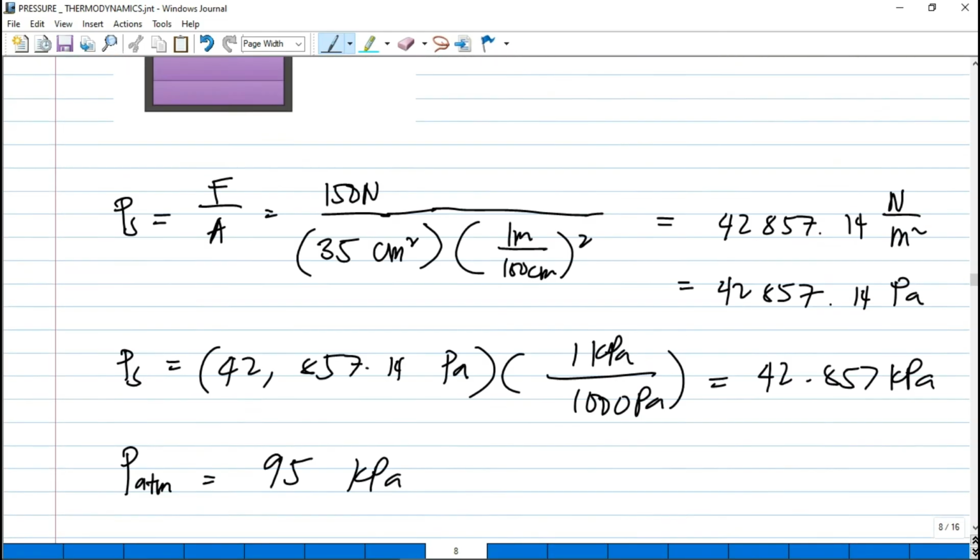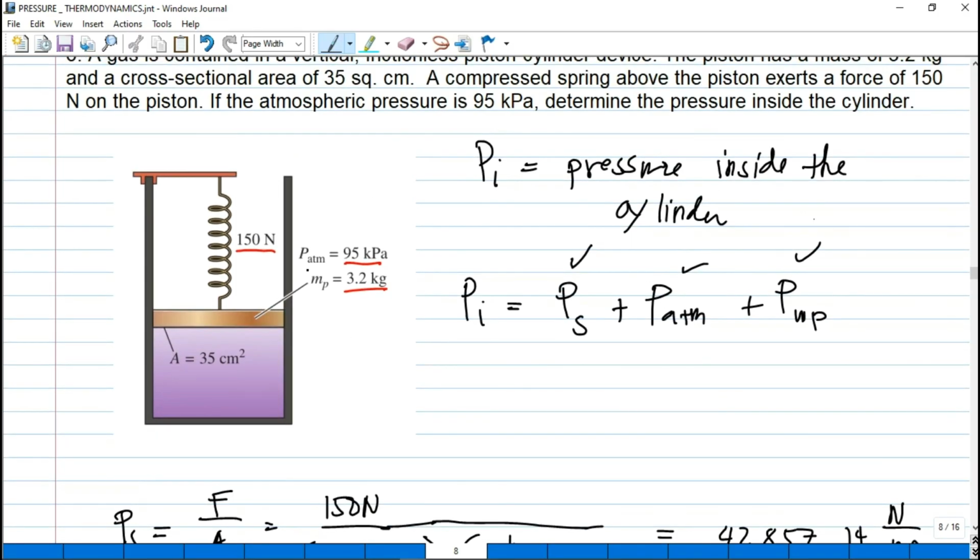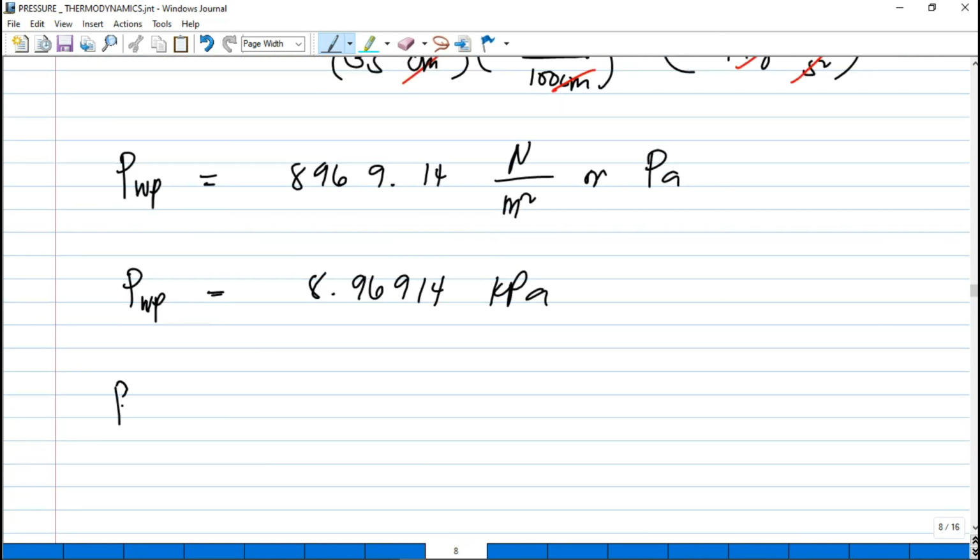So yung pressure inside the cylinder is just the sum of the pressure exerted by the spring. Yung force ng spring is 150. We can find the pressure, force over area. Then yung atmospheric pressure given. Then yung pressure exerted by the mass of the piston, which is 3.2 kilograms. Nahanap pa rin natin yan guys using the concept that pressure is force over area. So the pressure inside the cylinder is the sum of the pressures, pressure exerted by the spring and the atmospheric pressure. And you have here the pressure exerted by the weight of the piston.